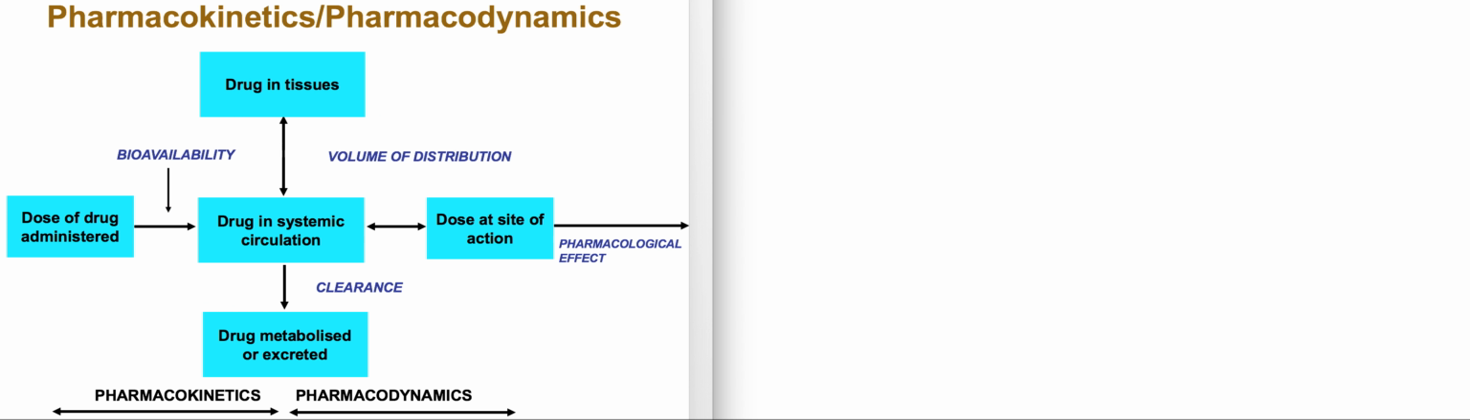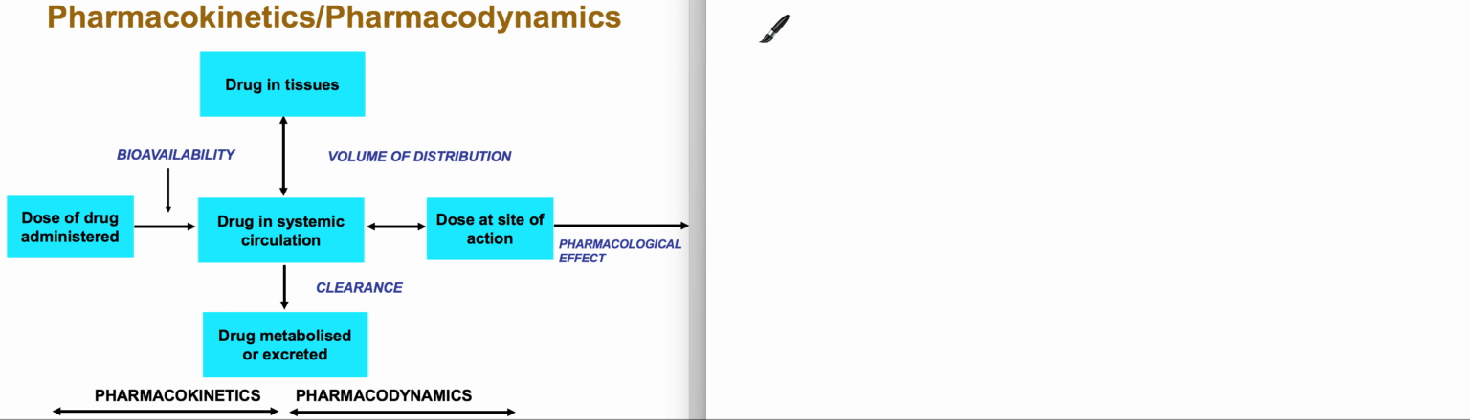Now, a key thing that you want to be looking at here is, initially when a dose of drug is administered, it goes into your systemic circulation. From your systemic circulation, it can then go into the tissues as well as being excreted. Now, the dose at the site of action. So, bioavailability is something that we look at as a parameter of pharmacokinetics.